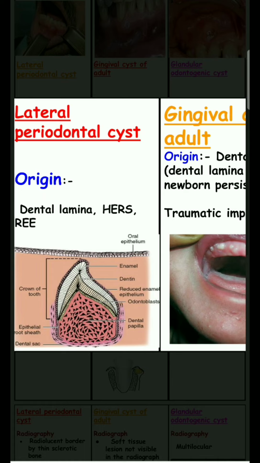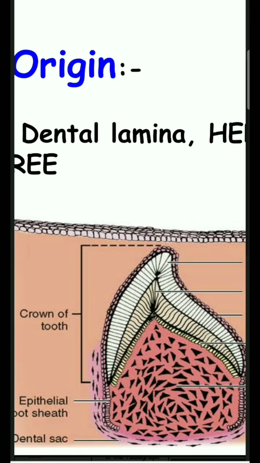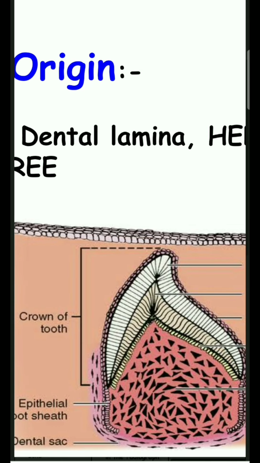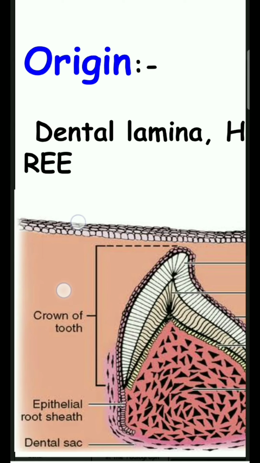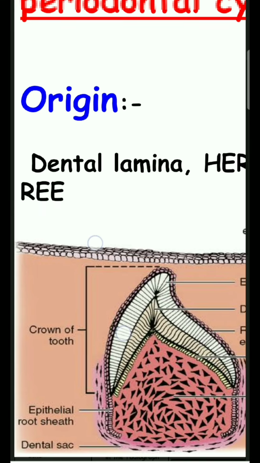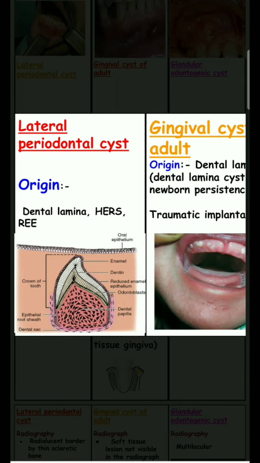How does the Hertwig's epithelial root sheath develop into a cyst? Because the Hertwig's epithelial root sheath is nothing but a root forming sheath. This sheath gets segmented. Some segments disappear and are replaced by cementum-like materials. But in this case, some segments of the Hertwig's epithelial root sheath can't disappear, resulting in formation of a cyst.